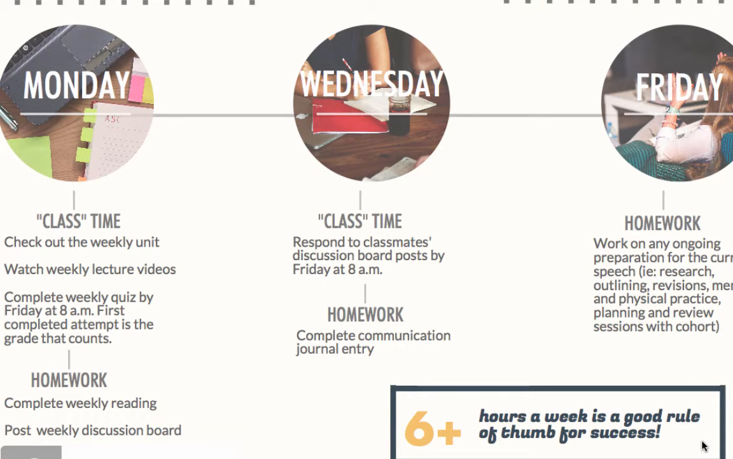Now you'll see here that I've said 6+ hours a week is a good rule of thumb for success, and I want to explain to you how I came to that number. First of all, if you attended this class on campus, you would essentially be in class with me for about 3 hours each week. And then the sort of rule of thumb is that you have 1 to 2 hours of homework for every credit hour. Because this is a 3 credit hour course, that means about 3 to 6 hours of homework. So really a 6 to 9 hours a week is a great rule of thumb to be working on public speaking.